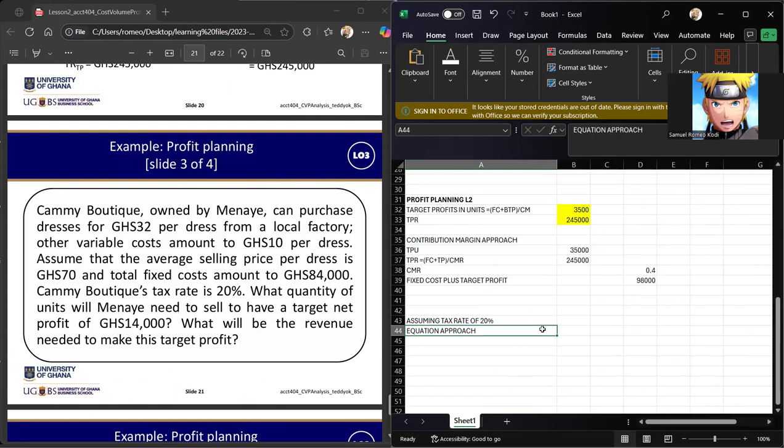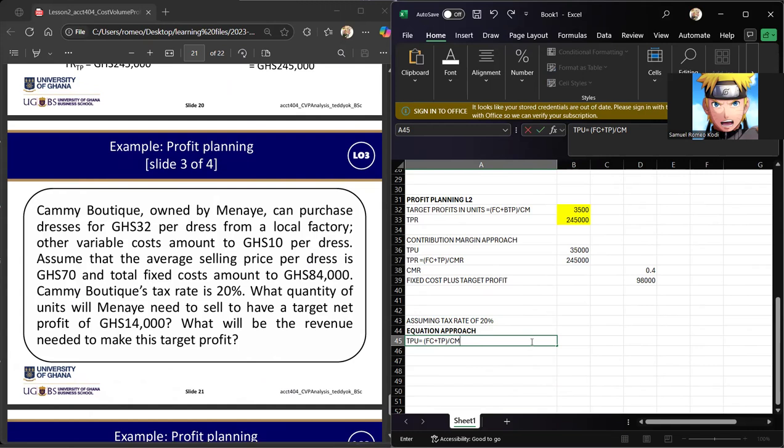so our equation approach, you can say it's the same thing. Target profit in units. Already done the format here. So here equals fixed cost plus targeted profit. That's the targeted profit given to us, divided by our contribution margin.